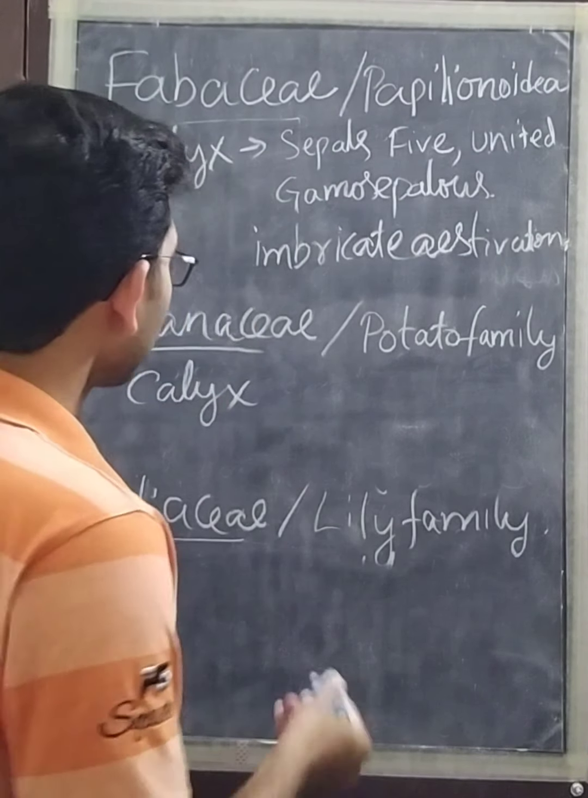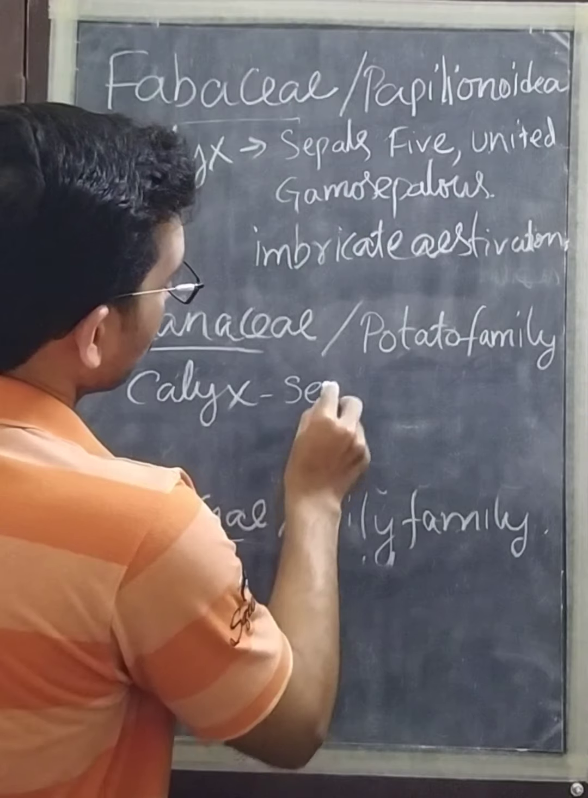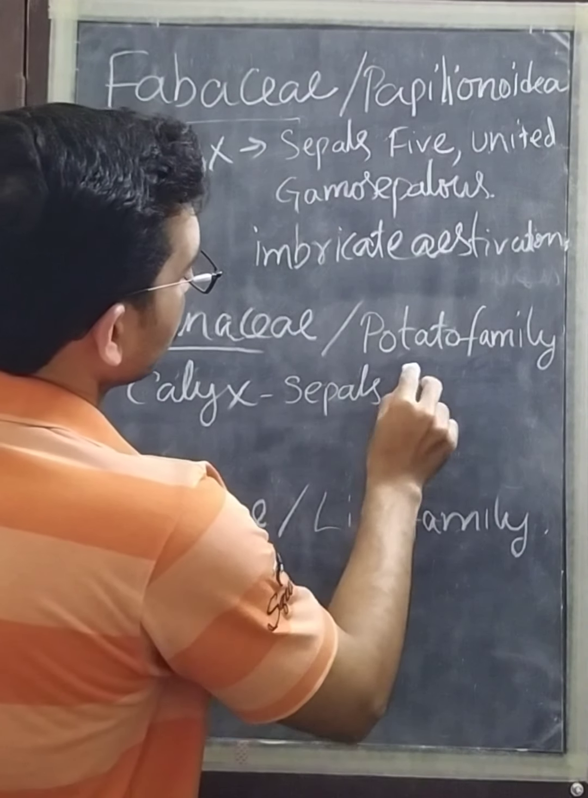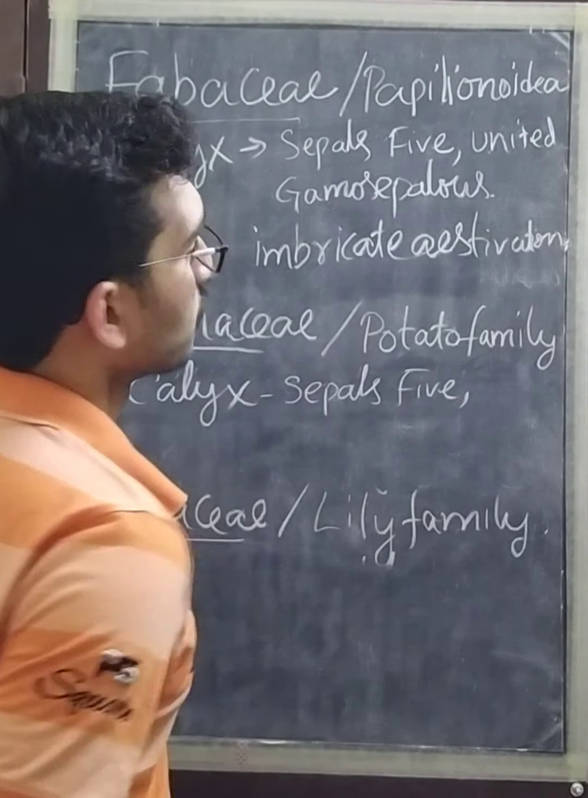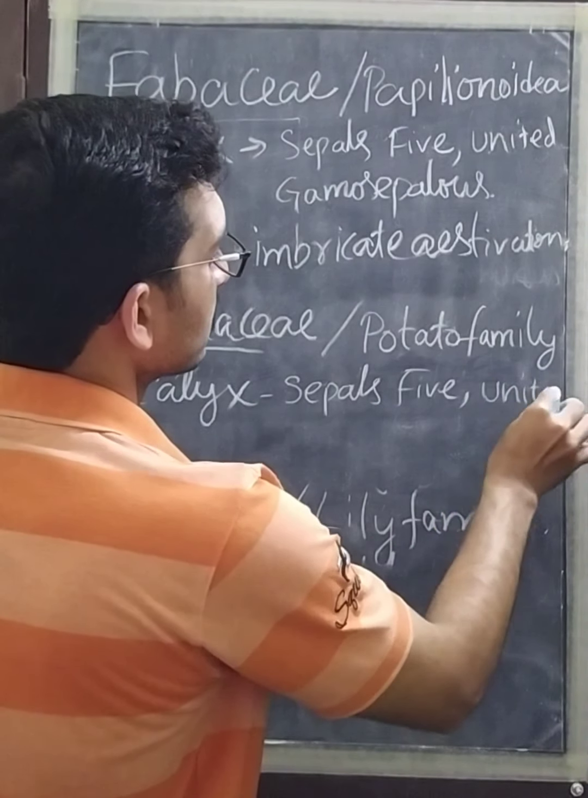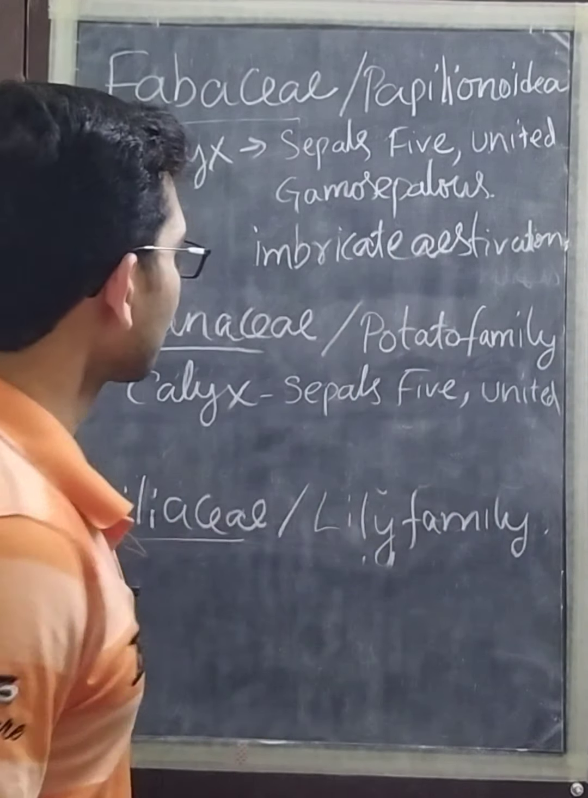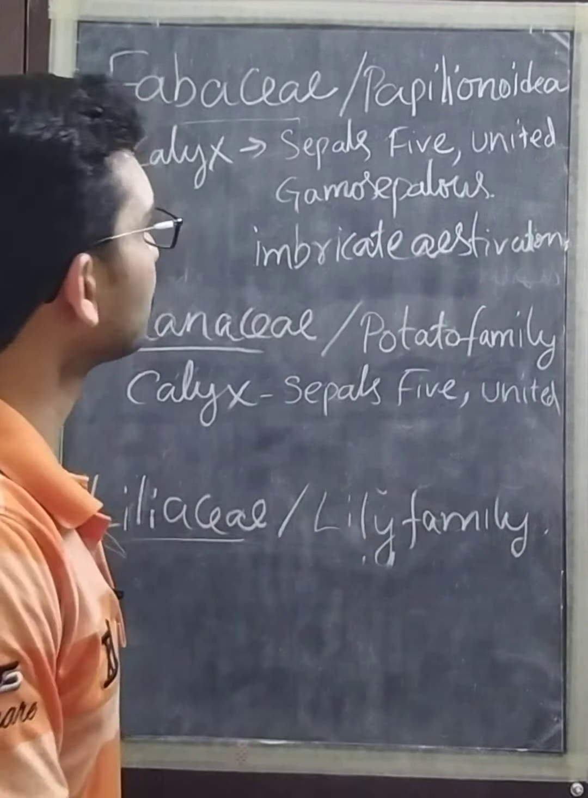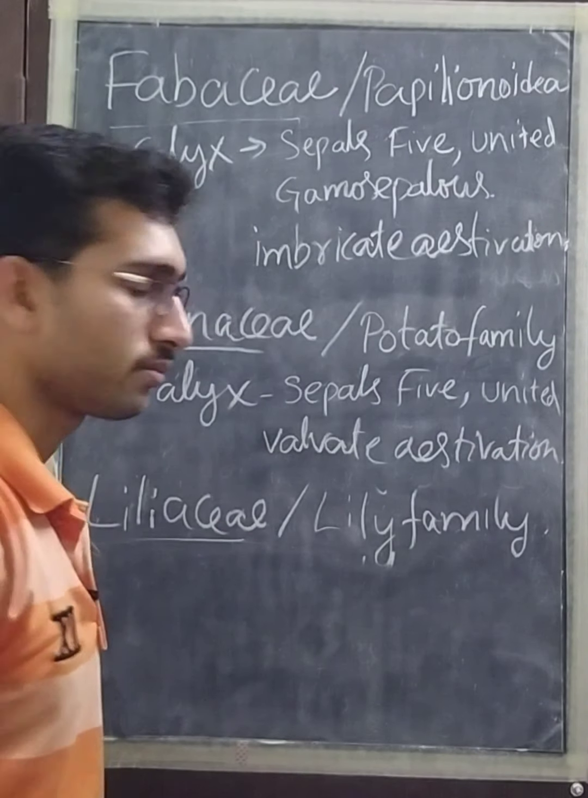Next, the calyx of the Solanaceae family. The Solanaceae calyx has 5 sepals. Here also we can see united sepals, that is gamosepalous. And the kind of estivation it shows is valvate. Valvate estivation is observed in the Solanaceae family.